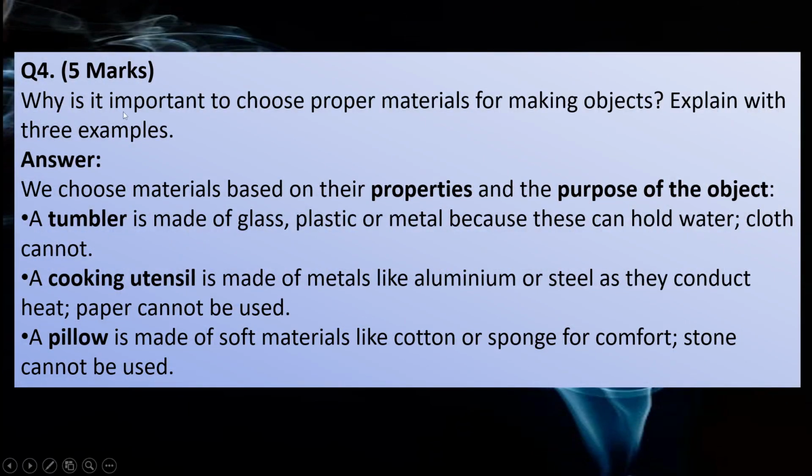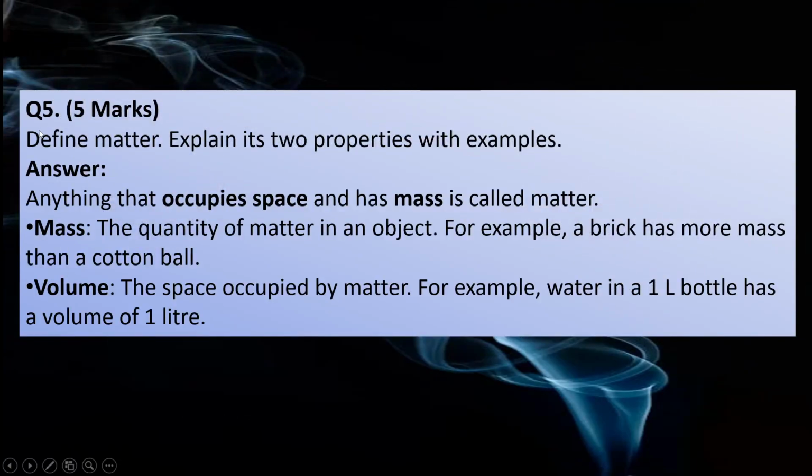Question number 4. Why is it important to choose proper materials for making objects? Explain with three examples. Answer. We choose materials based on their properties and the purpose of the object. A tumbler is made of glass, plastic, or metal because these can hold water, cloth cannot. A cooking utensil is made of metals like aluminium or steel as they conduct heat. Paper cannot be used. A pillow is made of soft materials like cotton or sponge for comfort. Stone cannot be used.